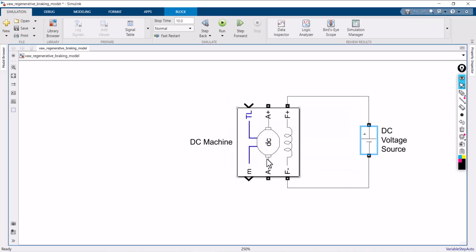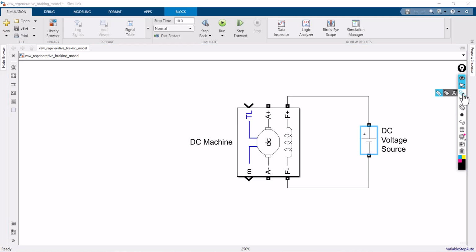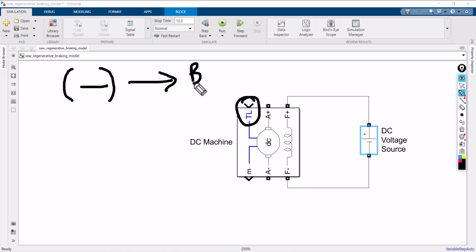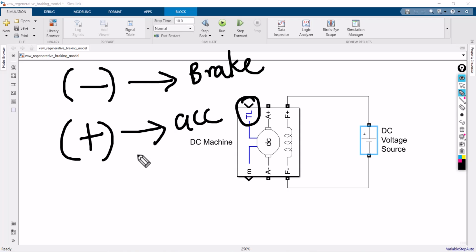Now I'm going to feed the input to the machine with the help of this load torque. Remember, when the torque is negative, it means the driver applies the brake. When the torque is positive, the driver applies the acceleration. So this should be very clear before we move on to the simulation. When the torque is negative, the machine is working in braking mode. When the torque is positive, the same machine is working in acceleration mode.